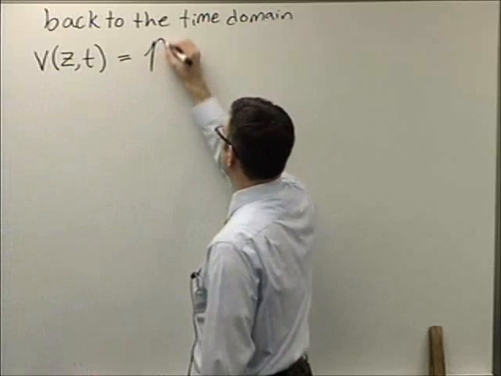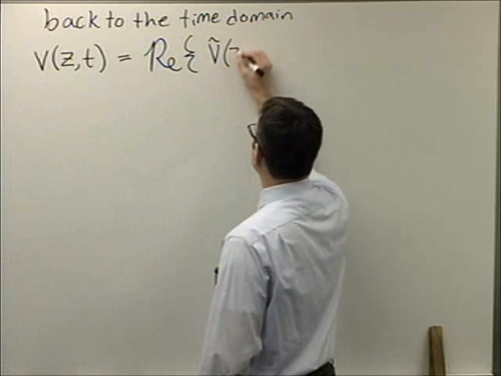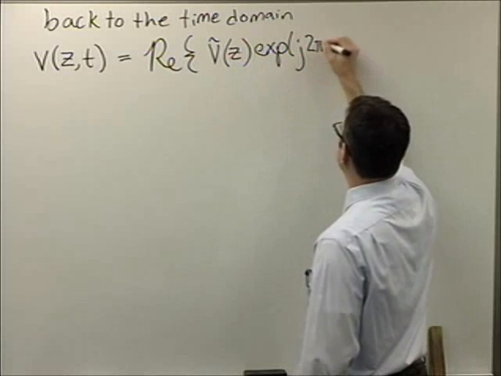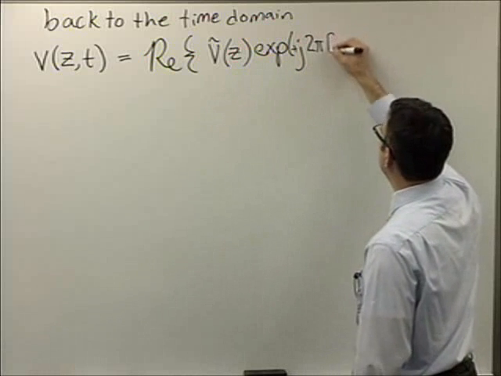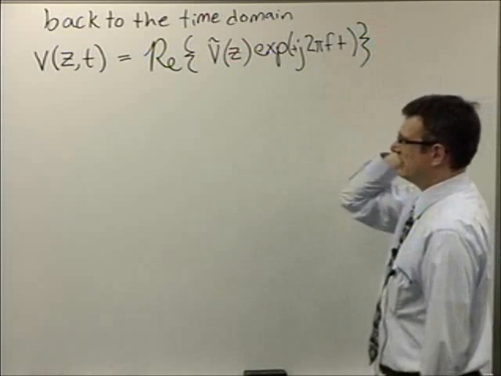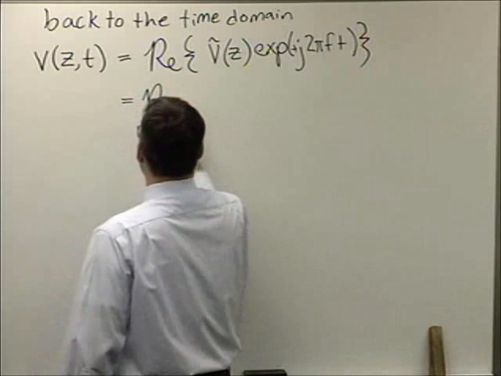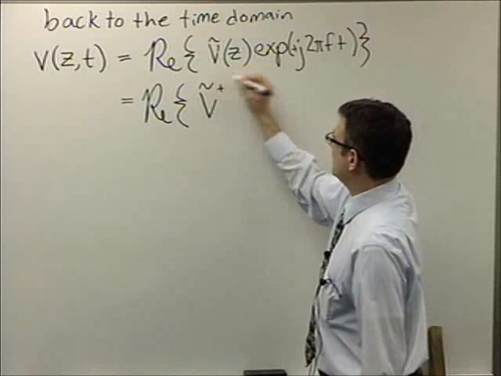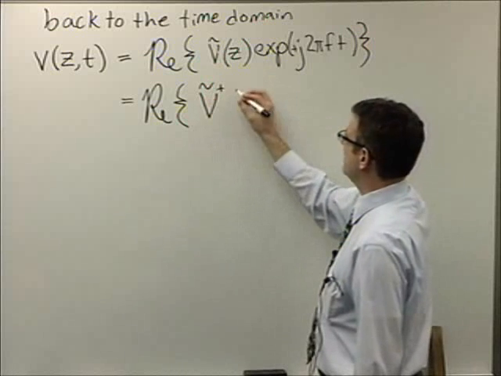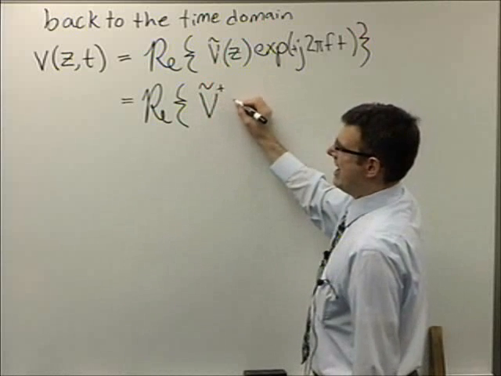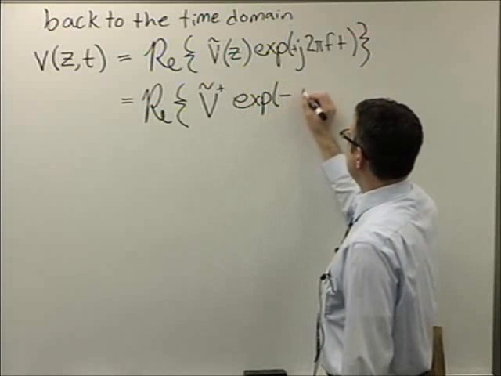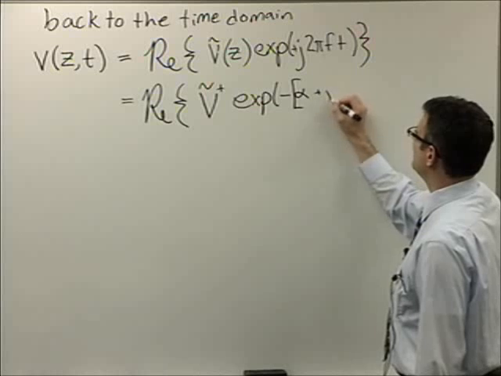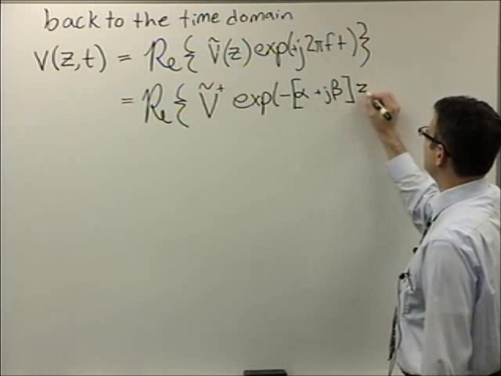How do we convert a value back into the time domain? We take the real value of our phasor, which is a function of z, times the implicit sinusoidal frequency dependence, exp to the plus j 2 pi f t, where f was the frequency of excitation. And if we do that, then we have the real value of, let's break this V, we got a V complex or phasor value, amplitude and phase, and exp to the minus alpha, and I'm just going to lump these together, alpha plus j beta, and that both multiplies z.